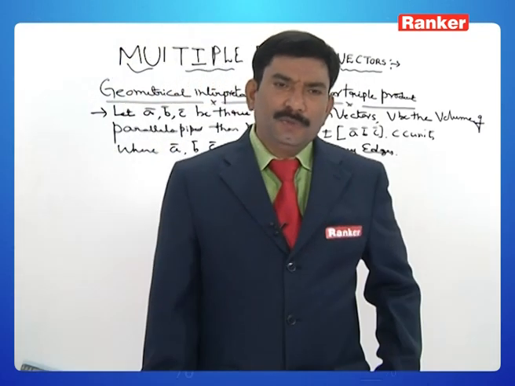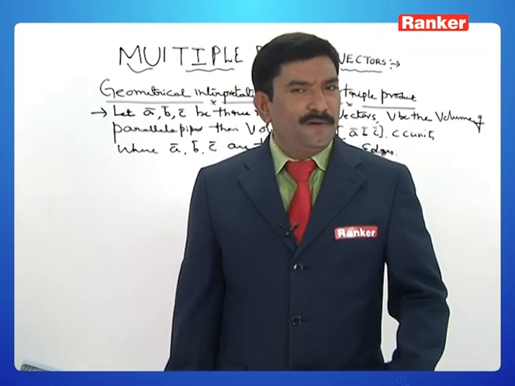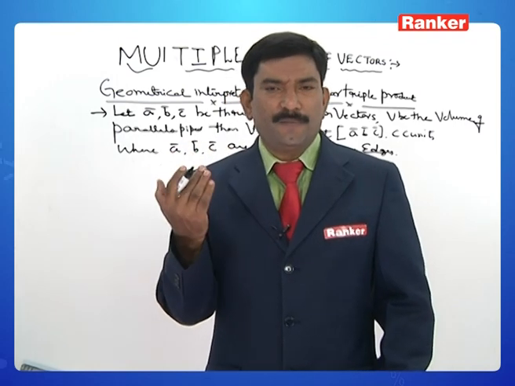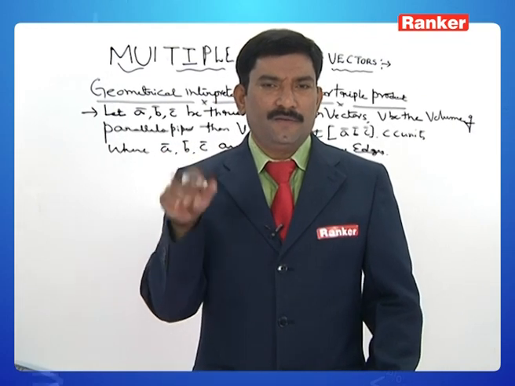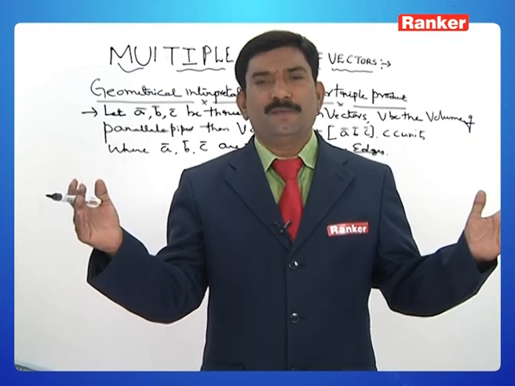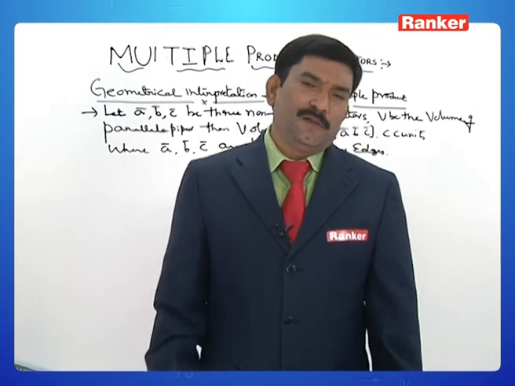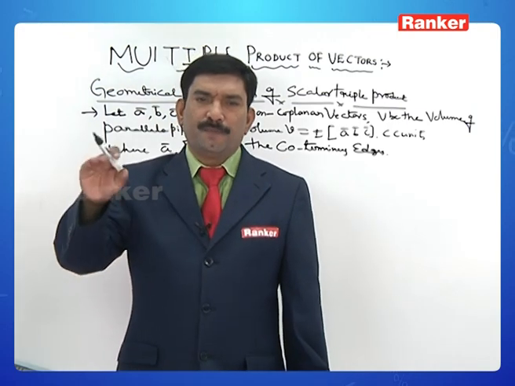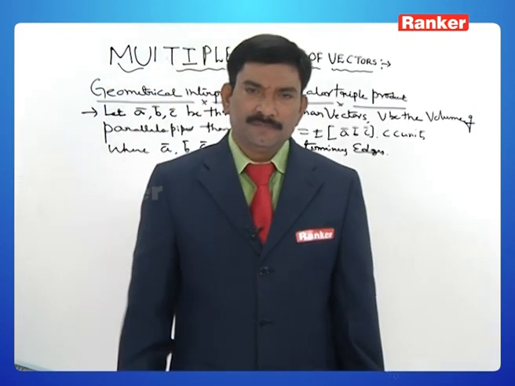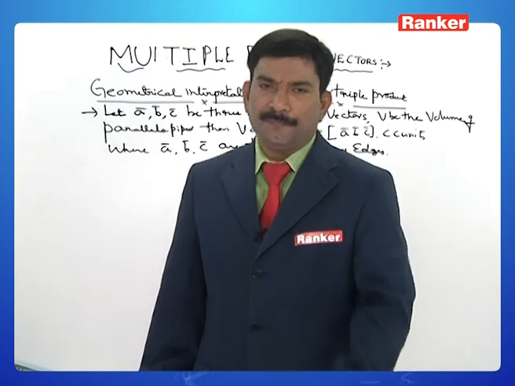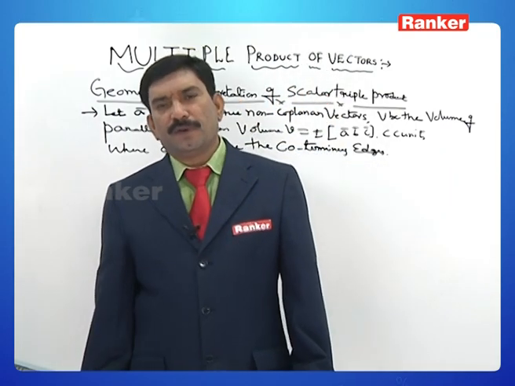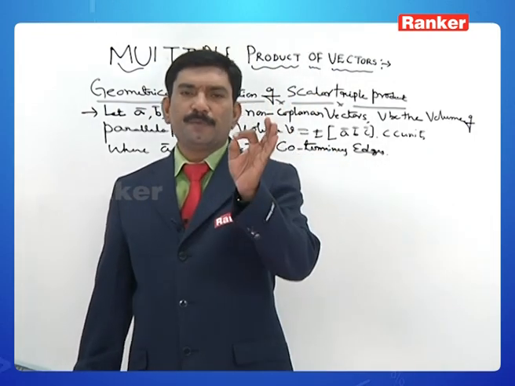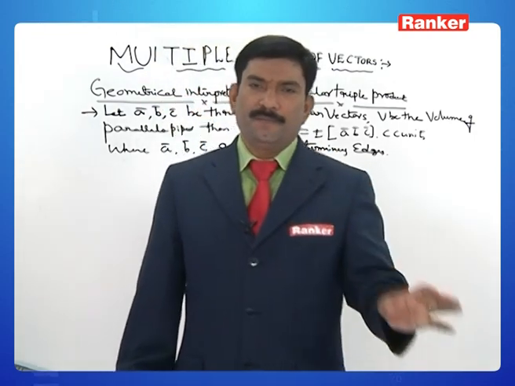Okay, sir, you told A bar, B bar, C bar are coterminous edges of a parallelepiped. Quite natural. A bar, B bar, C bar are non-coplanar. Being non-coplanar, the vectors represent the edges of a parallelepiped. We have to show that V is equal to plus or minus box of ABC, or V is equal to box of ABC.